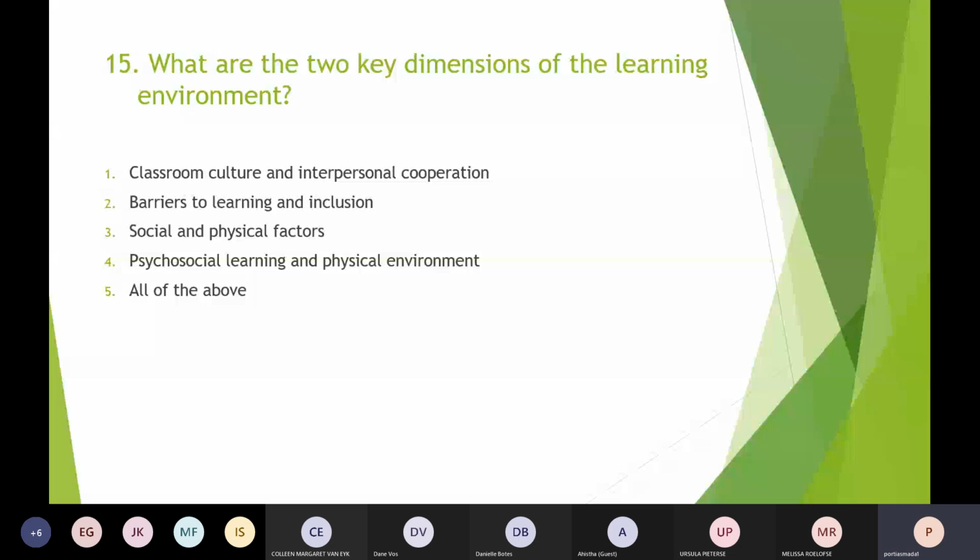Melissa, what do you think? I'm leaning towards 5 because I think all of those dimensions have an impact on the learning environment. All right, thank you.